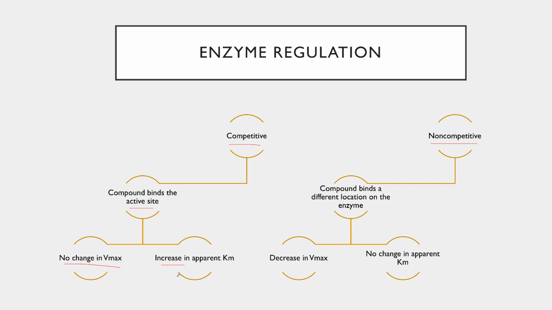however there's an increase in the apparent Km. In contrast, non-competitive inhibitors bind the enzyme on a site that's alternative to the substrate binding site, and therefore their effects cannot be overcome by increasing substrate. The addition of these compounds will therefore decrease the overall Vmax of the enzyme with no change in apparent Km of the substrate. The action of these inhibitors can be illustrated clearly on Lineweaver-Burk plots.